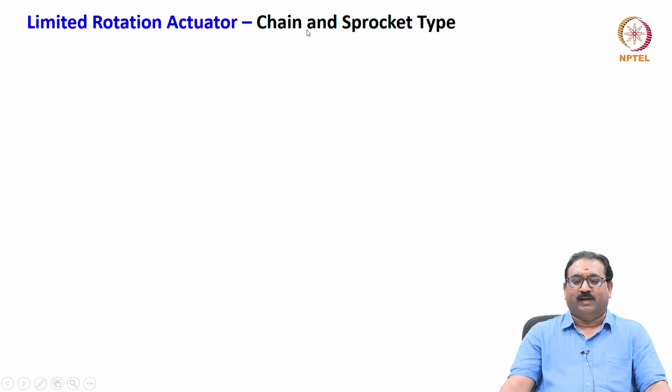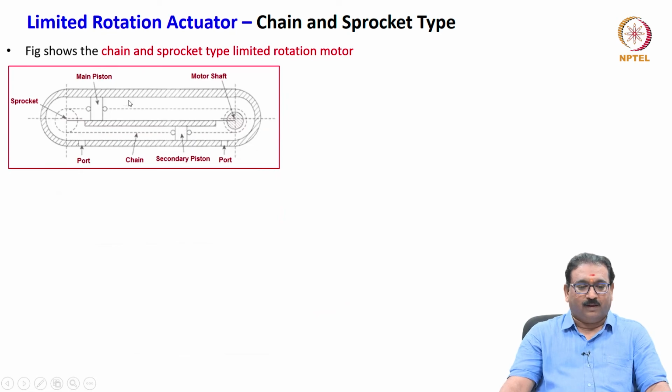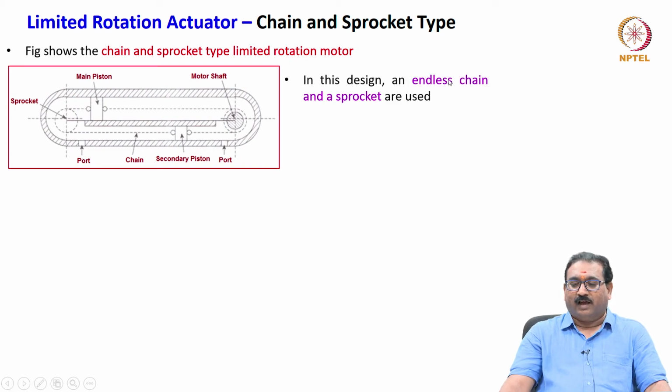Then another type is there, chain and sprocket type. Here the figure shows the chain and sprocket type limited rotation motor. You will see here friends, this is a chain and this is the main cylinder which is a larger one, and this is a secondary cylinder, then these are the two ports, this is the motor shaft and this is a sprocket. In this design an endless chain and a sprocket are used. It is suitable for multi-revolution applications.